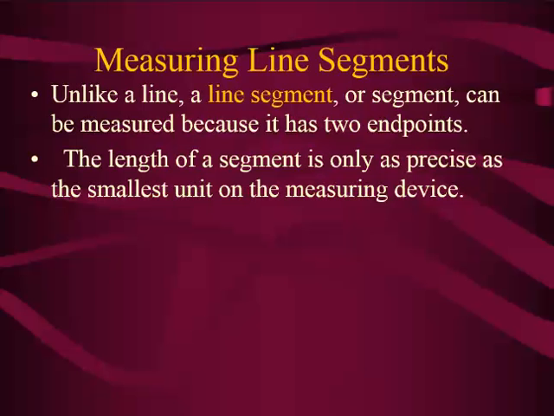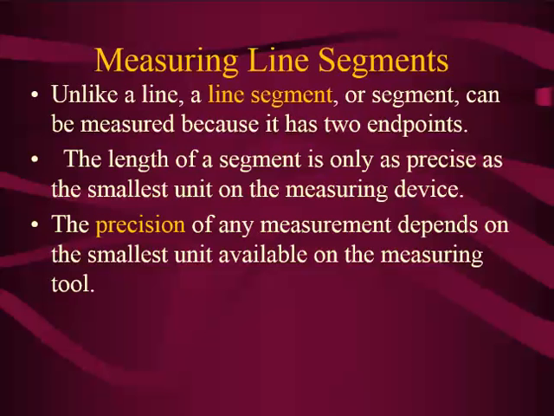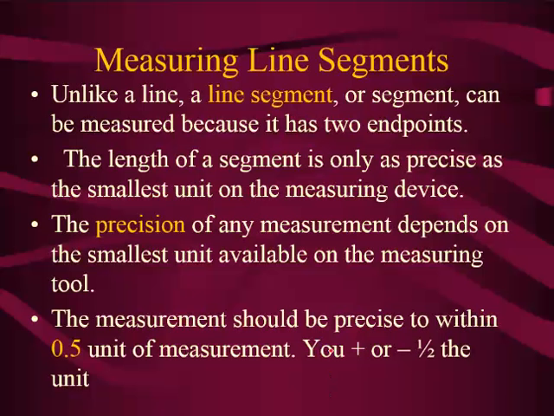But if we have a measuring device using centimeters only, we wouldn't get as precise a reading as if we had a ruler with millimeters on it. So our precision is dependent on the measuring device that we use, how many markings it has on it. The precision of any measurement depends on the smallest unit available on that measuring tool. So again, millimeters would be more precise than centimeters. And the measurement would be precise to within half a unit of measure. So you're going to add or subtract half of the unit to determine your precision. And I'll do some examples here.